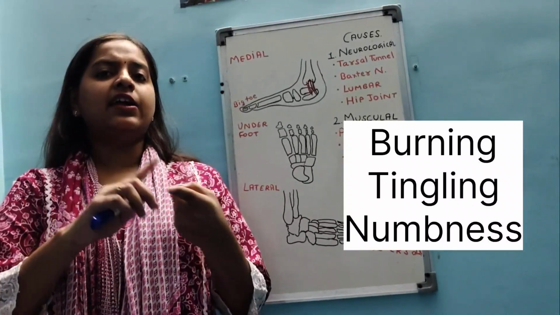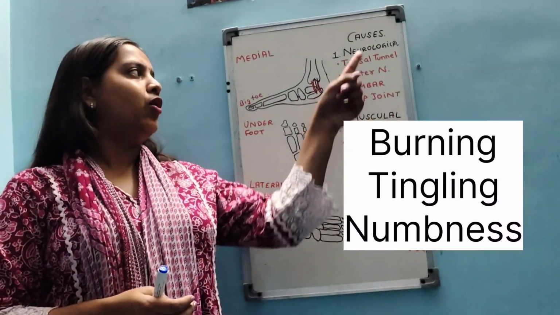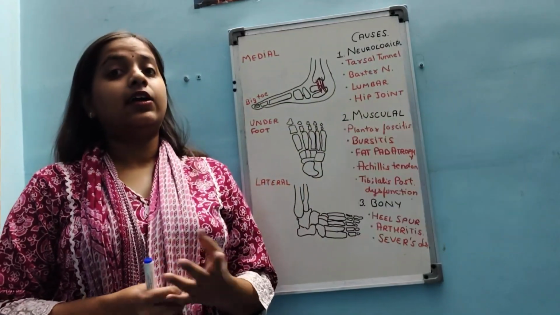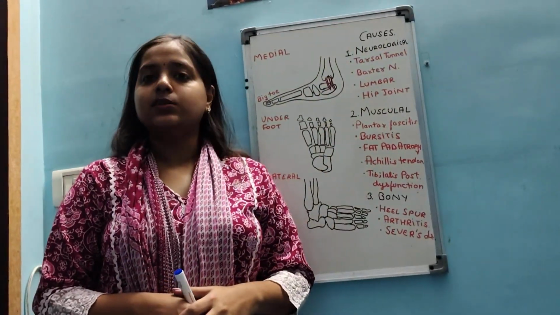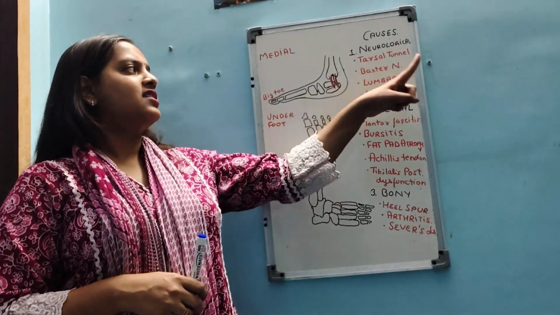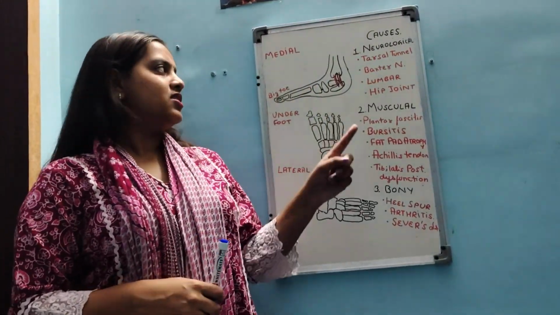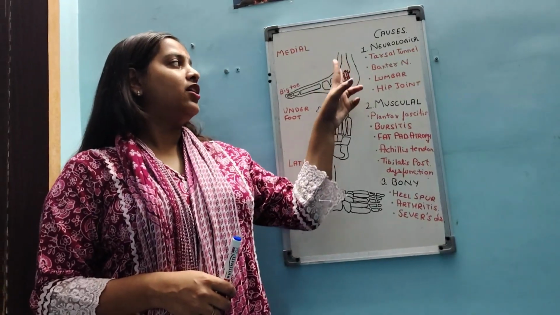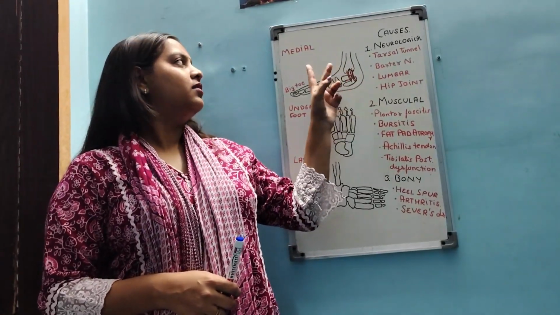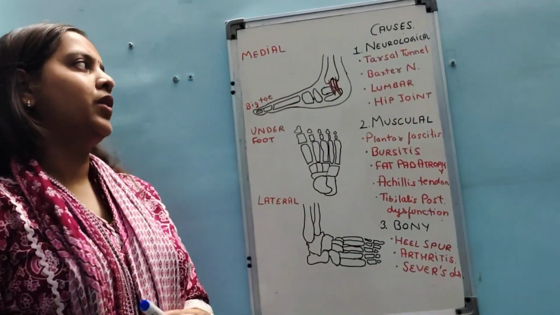If the patient is complaining of any 3 of these, then you have to think about these 4 causes that might be the problem here. The very first cause is tarsal tunnel syndrome. As you might know, in tarsal tunnel syndrome, the tibial nerve passes through the flexor retinaculum, and if it gets some kind of hindrance there, then it may present as heel pain.